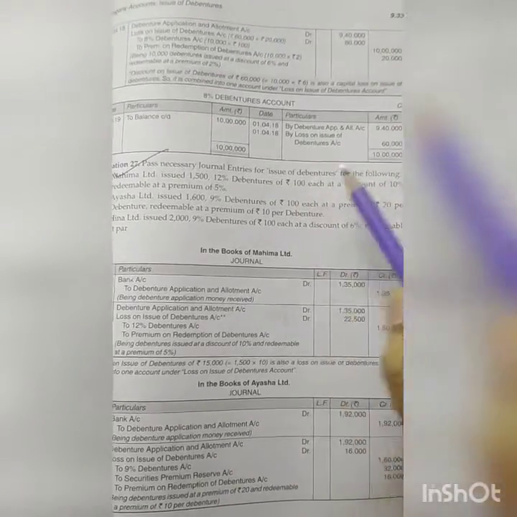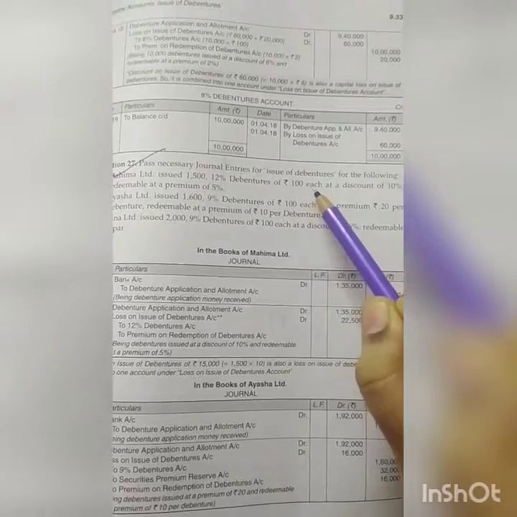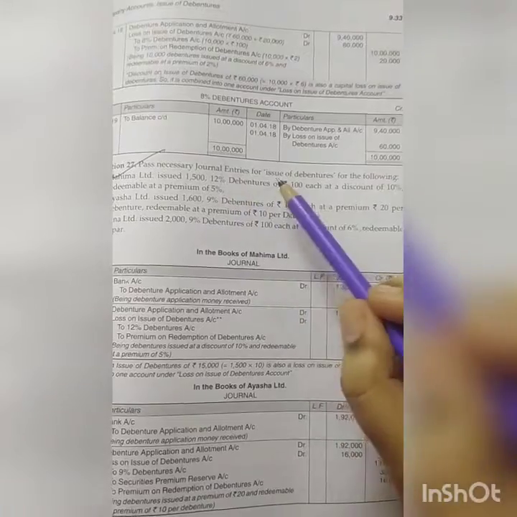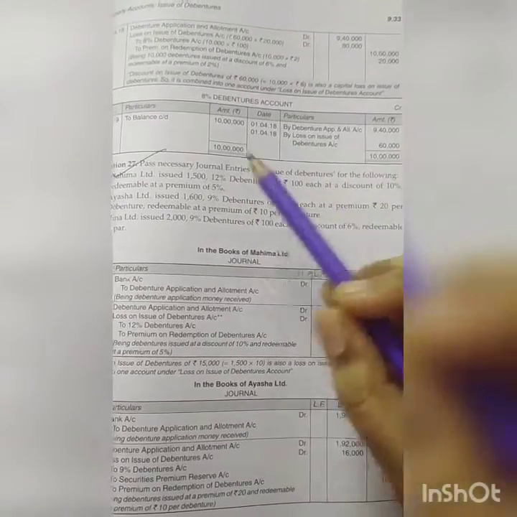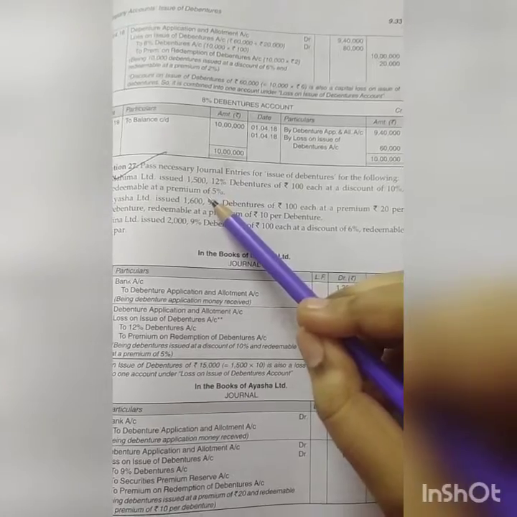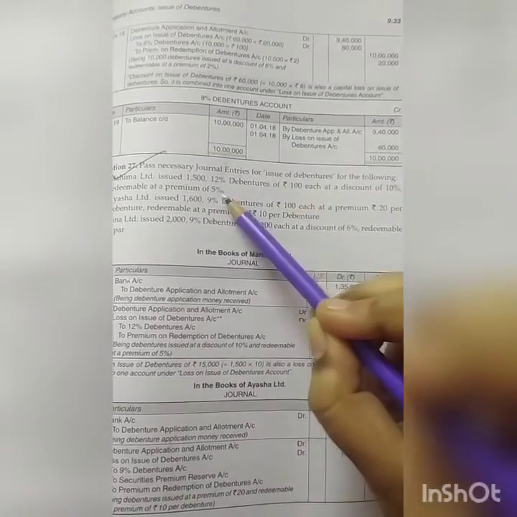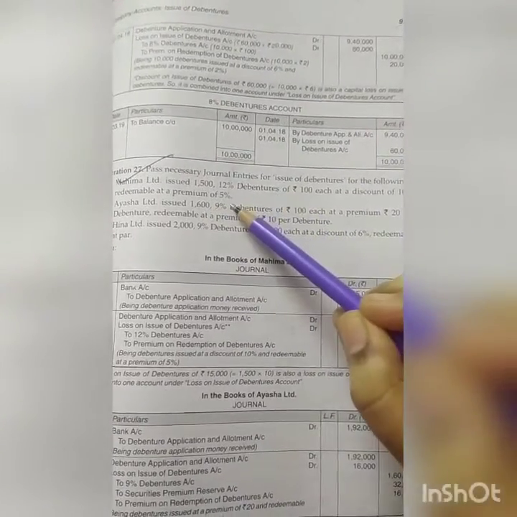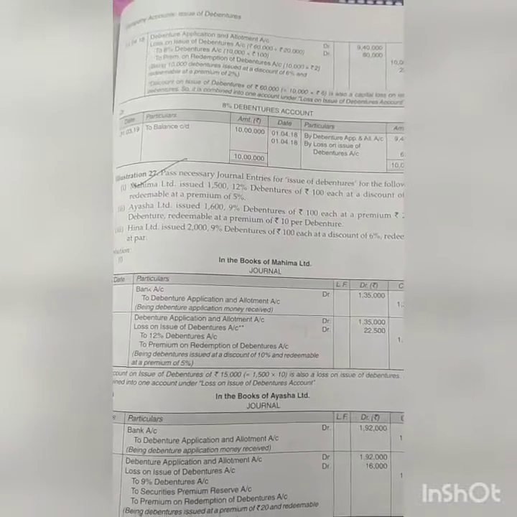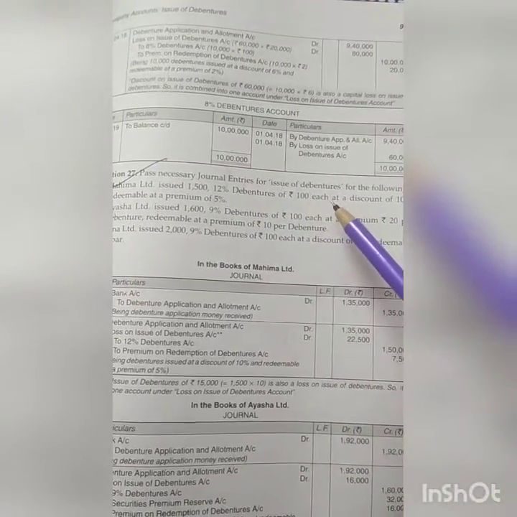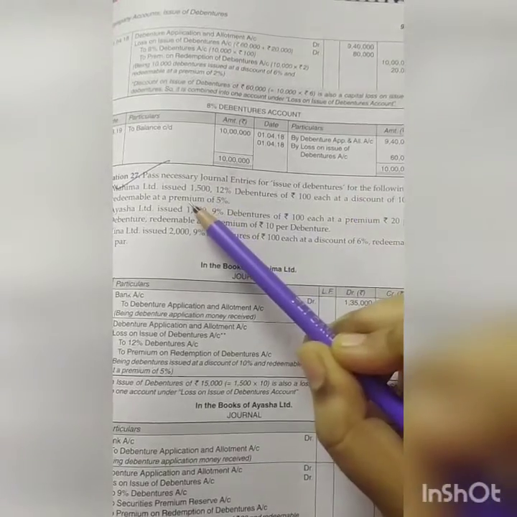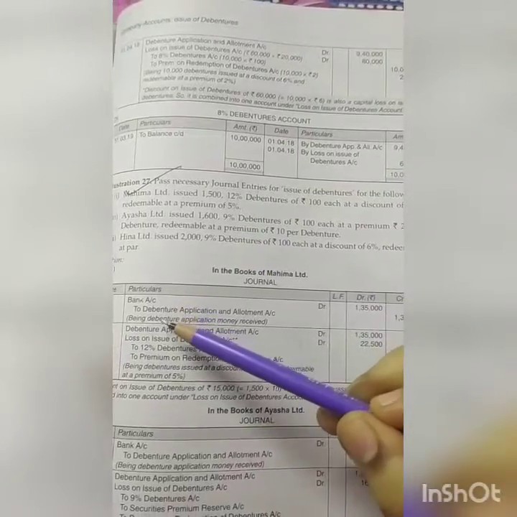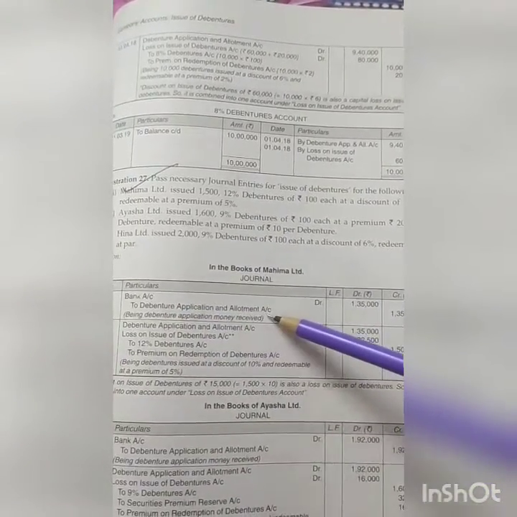10% of 100 rupees is 10 rupees. You will subtract the amount of discount. 100 minus 10 is 90. That means debentures issued at rupees 90 and redeemable at 5% premium. 5% of 100 rupees is 5 rupees. Premium amount, as we know, we add. So 100 plus 5, 105 rupees. That means debentures issued at rupees 90 and redeemable at 105.